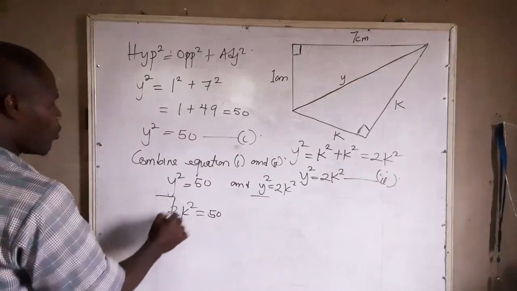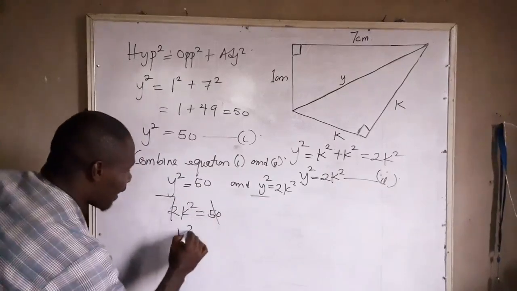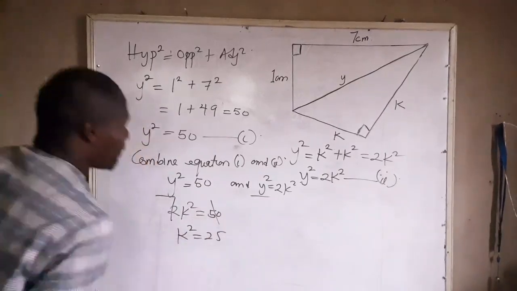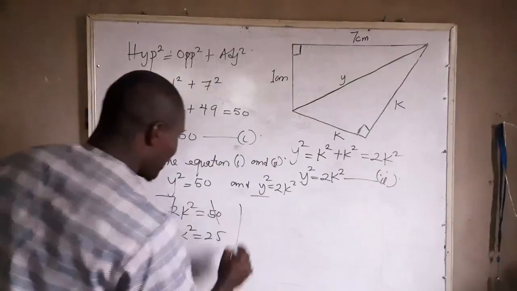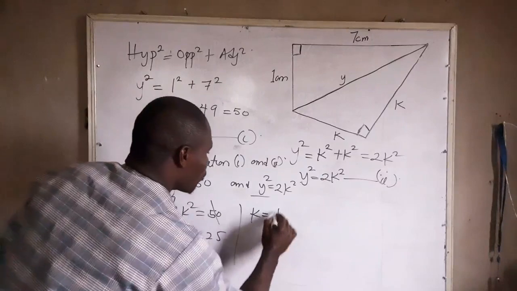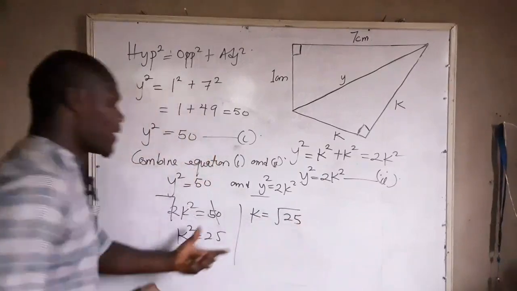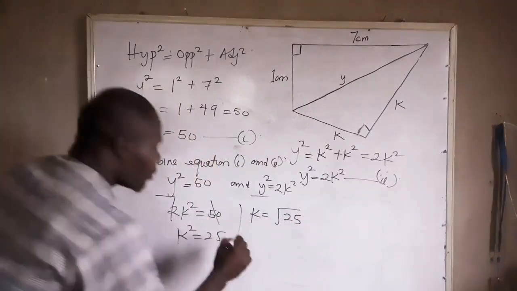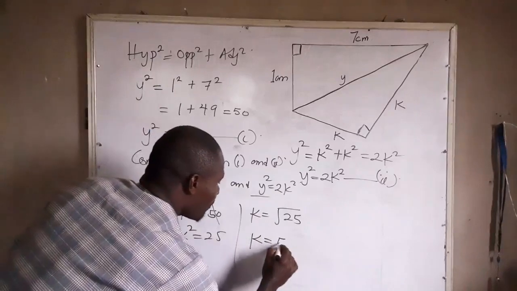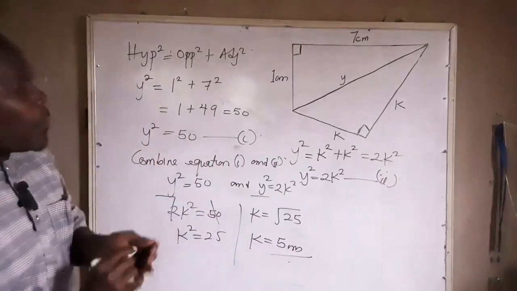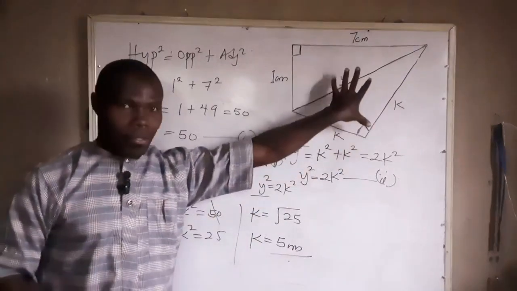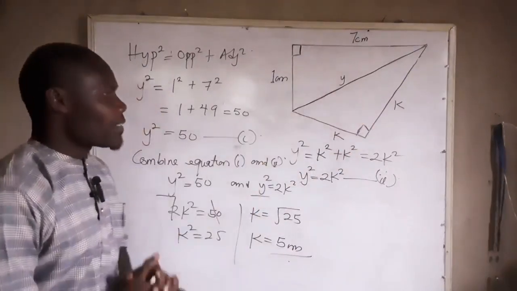So we cancel the 2, and we have k squared is equal to 25. If k squared is equal to 25, then k is equal to the square root of 25, finding the square root of both sides. So k is equal to 5 centimeter. The value of k for this question is 5 centimeter.